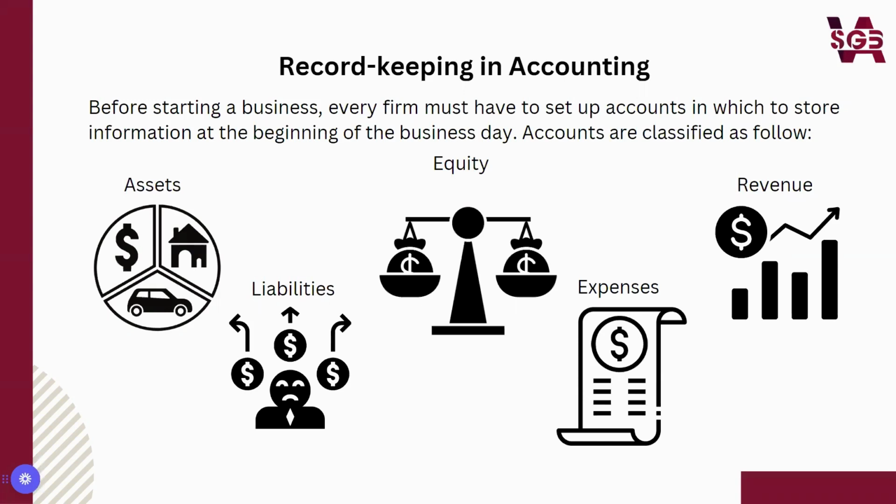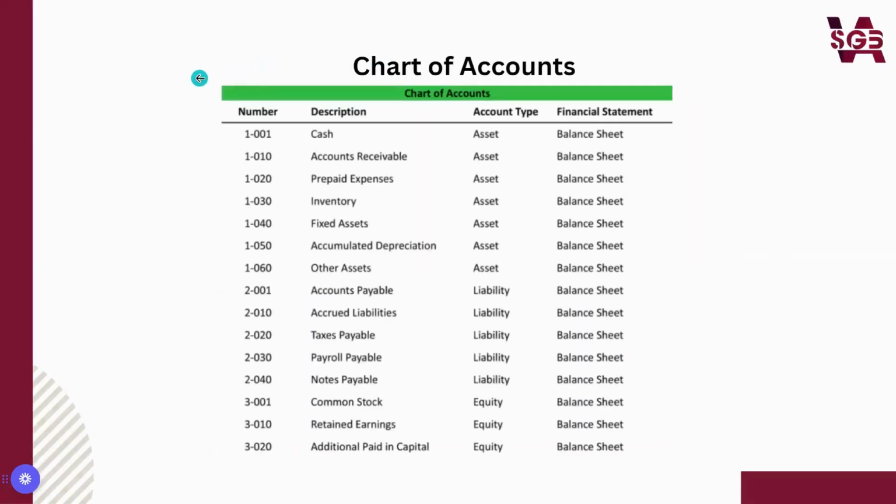Record keeping and accounting. Before starting a business, every firm must set up accounts in which to store information at the beginning of the business day. Accounts are classified as follows. We have assets, liabilities, equity, expenses, and revenue. We will be using these accounts to do the chart of accounts.